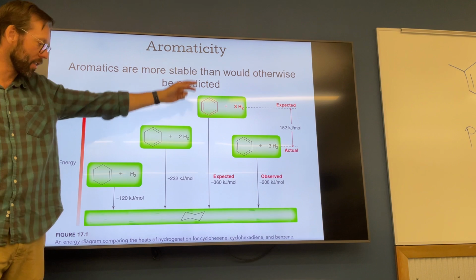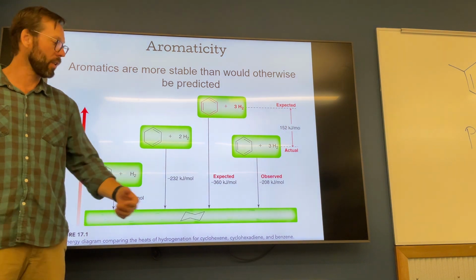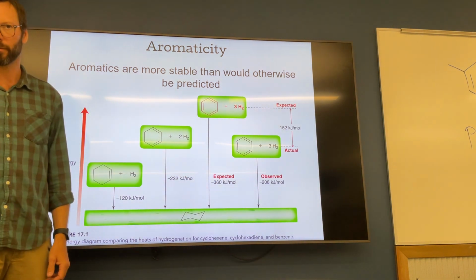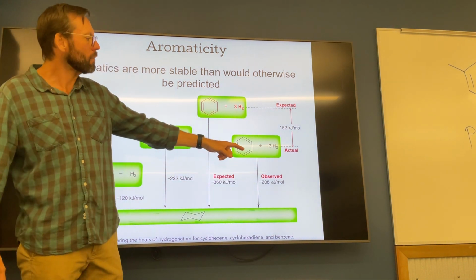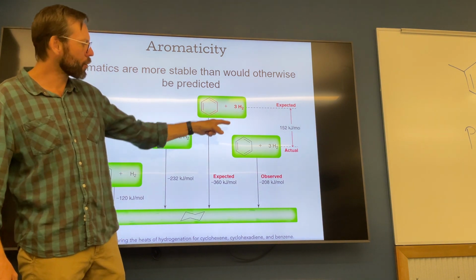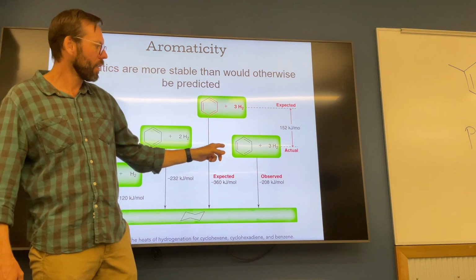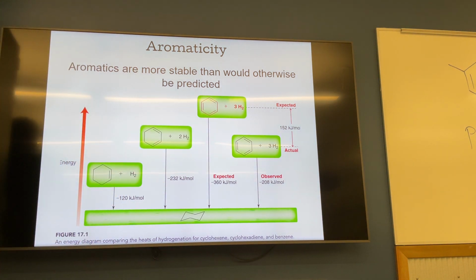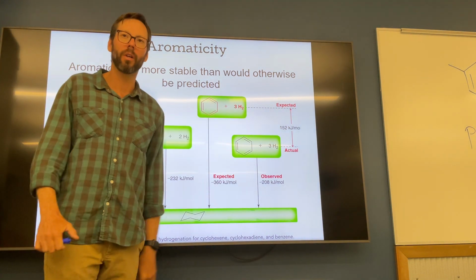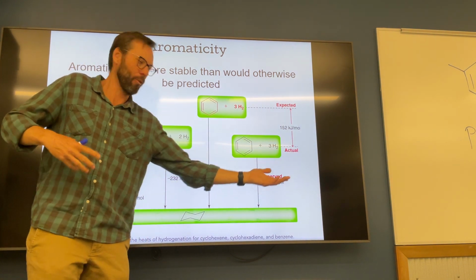If we have 3 pi bonds, it should be 120 times 3, because each pi bond is 120 kilojoules per mole of energy released. 360. Turns out that's not the case. When they measured this, they realized that what they expected was higher. The benzene here actually only releases a negative 208 kilojoules per mole. So that's 152 kilojoules per mole less, more stable, in other words, right?